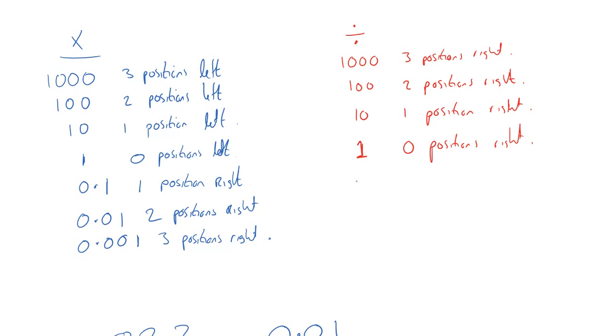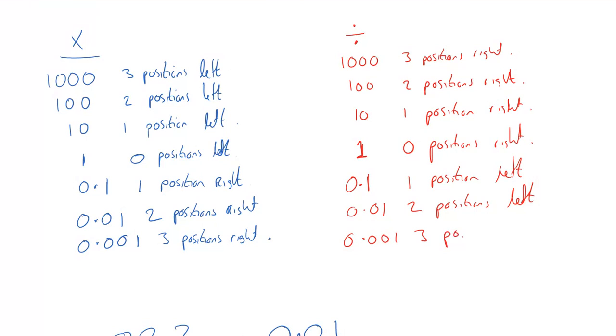And obviously, you can see this pattern happening. If I'm dividing by 0.1, then it's going to make a movement of 1 position left. 0.01 is 2 positions left. A division of 0.001 is 3 positions to the left. So there are some interesting patterns going on here, and there are some real equivalences.